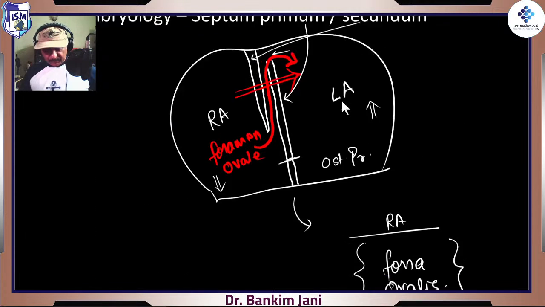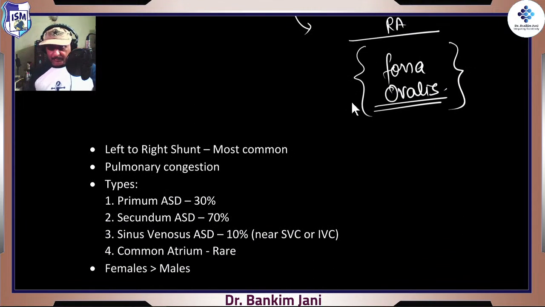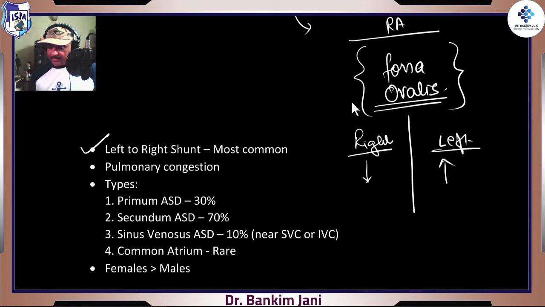Okay, so here it is ASD, where we call it left to right shunt, right? This is left to right shunt because left side is with high pressure. Right side, which is handling the blood which is received from the body and sending it to lungs, is relatively at a low pressure. So this is the septum. Whenever this septum is defective, obviously the blood would start shifting from left side to right side. So see what happens. Everything is related to this.